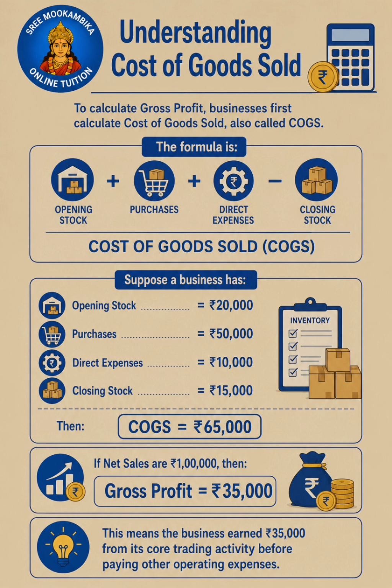The formula is: COGS equals opening stock plus purchases plus direct expenses minus closing stock. Suppose a business has opening stock equal to 20,000 rupees, purchases equal to 50,000 rupees, direct expenses equal to 10,000 rupees, and closing stock equal to 15,000 rupees. Then COGS is equal to 65,000 rupees. If net sales are 1 lakh rupees, then gross profit is equal to 35,000 rupees. This means the business earned 35,000 rupees from its core trading activity before paying other operating expenses.